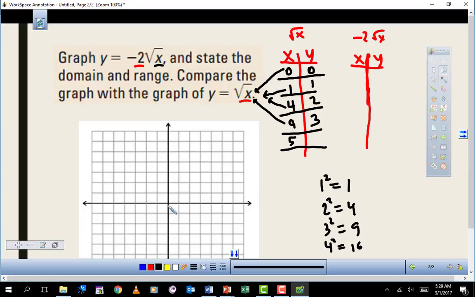But anyhow, if we graph the parent function, we have a point here at 0, 0. We have a point here at 1, 1. Then we have 4, 2. Then we have a point 9, 3, which would be somewhere around here. So the square root function comes this way.